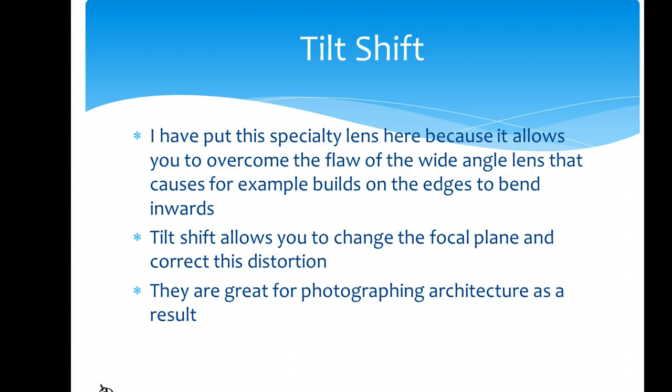Tilt shift, I bring this in out of sync, but I'm putting it here because tilt shift is a wide angle lens that has the ability to change the focal plane, so you can correct what I told you occurs in a wide angle lens where you see the curving of buildings. So if you're trying to take architecture photographs or landscape of a city, with the wide angle, the buildings at the edges begin to curve. Even if it was just a regular landscape, you'll see the curving. With the tilt shift, you can correct that.